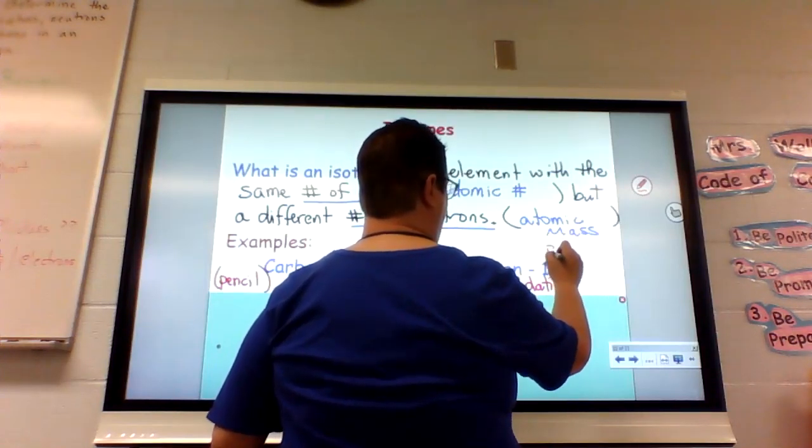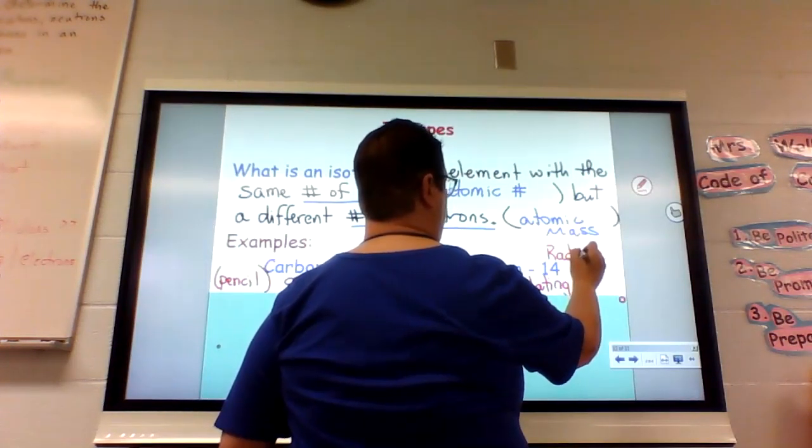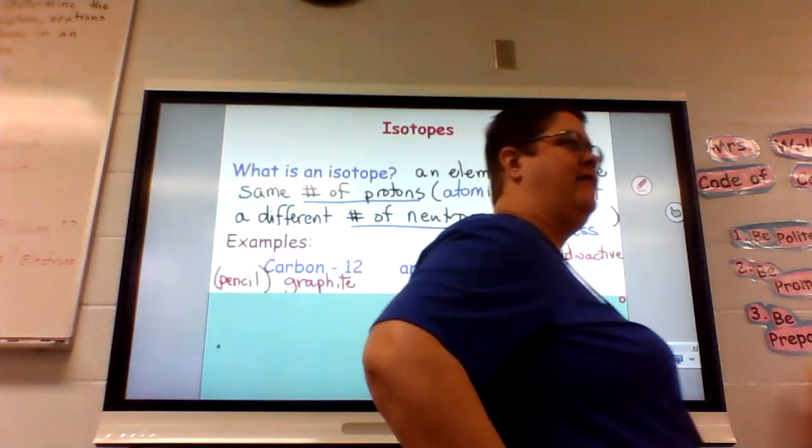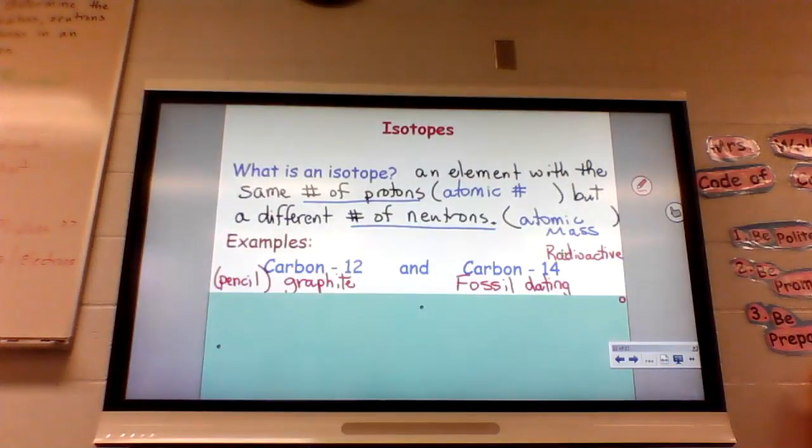Okay? It's radioactive. Later in this semester, we'll talk about half-lives and how fast it decays over time, so we're able to figure out how old rocks and dinosaurs and bones are. Okay? So carbon-14 is radioactive, and we can figure out how old it is.